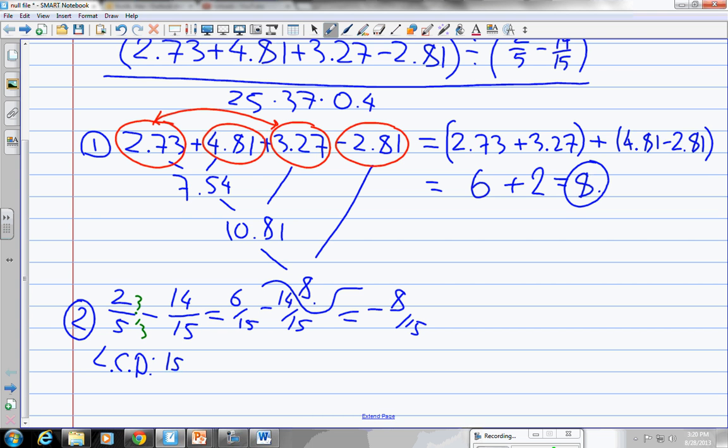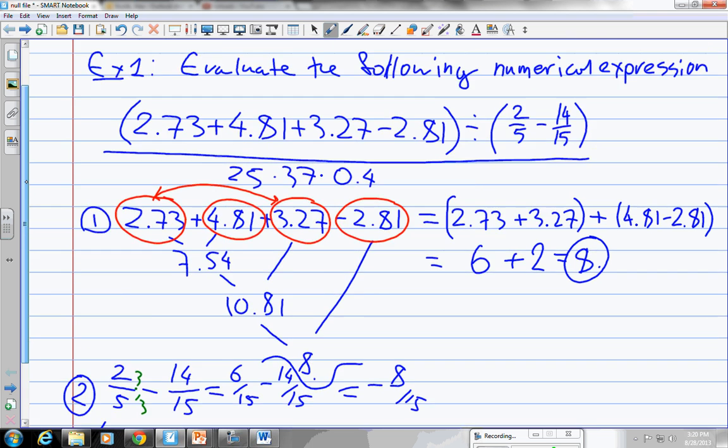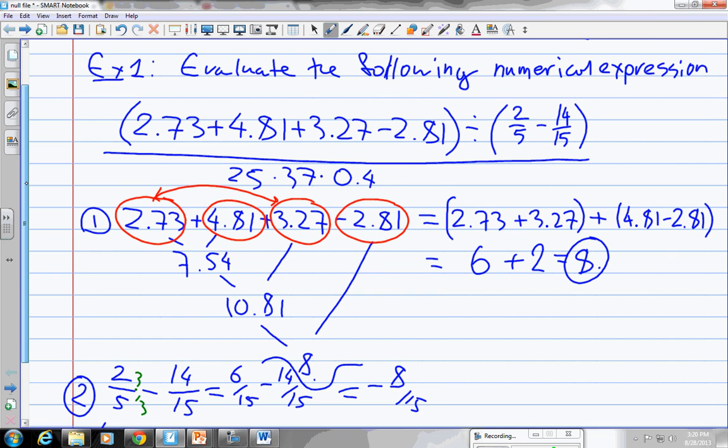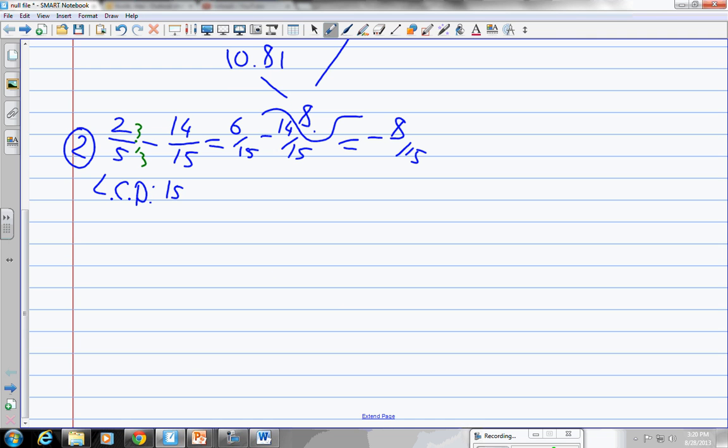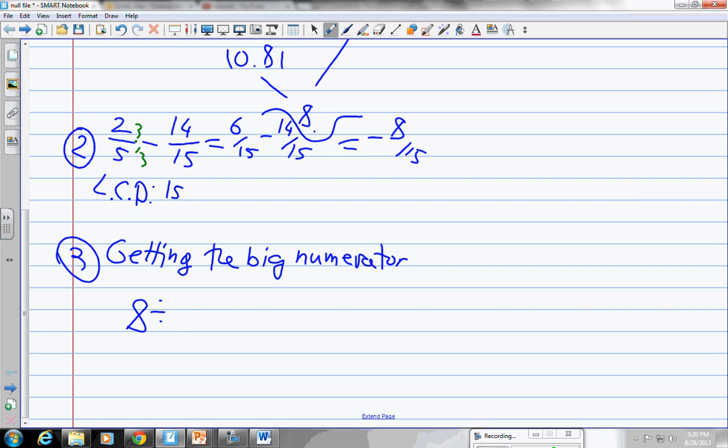You hear that? So now look at our numerator. Our numerator is 8 divided by negative 8/15. Something is going on there, right? So let's try that. The third step is actually getting the big numerator, which right now is 8 divided by negative 8/15. Because we can do the first parenthesis, that was 8. We can do the second parenthesis.